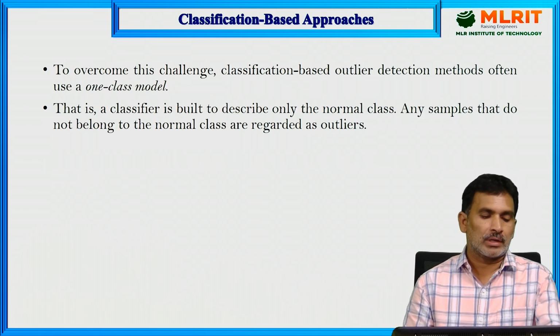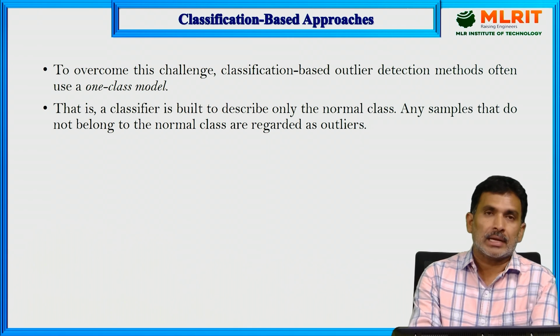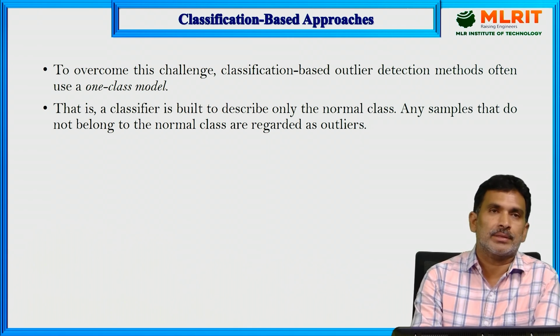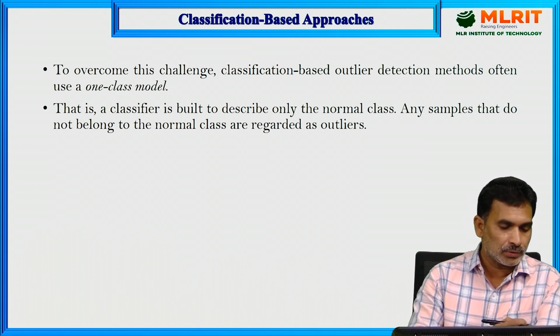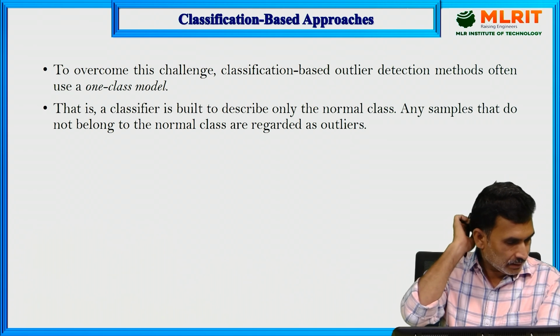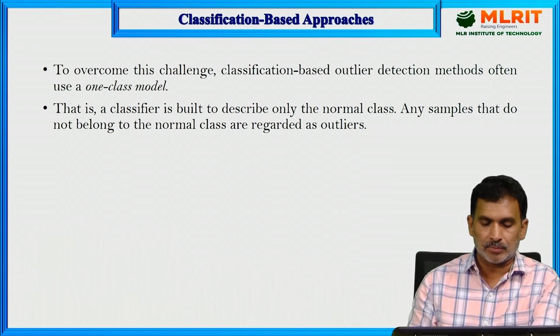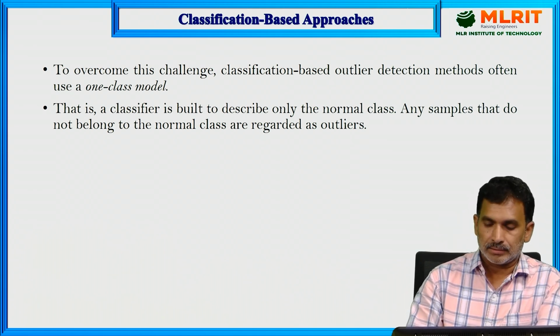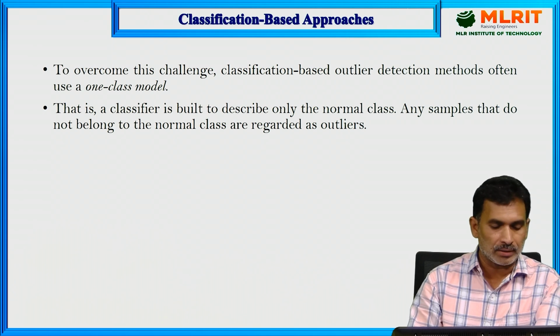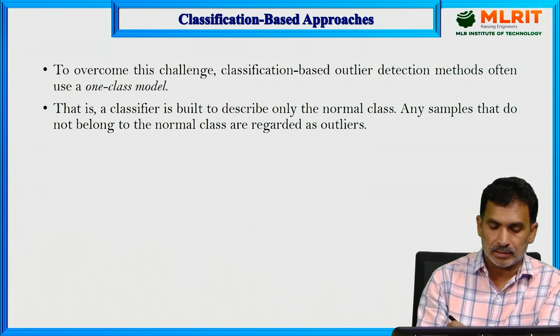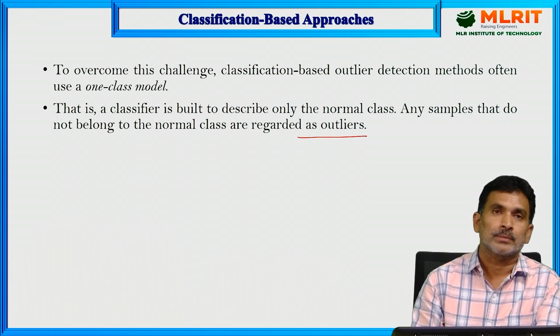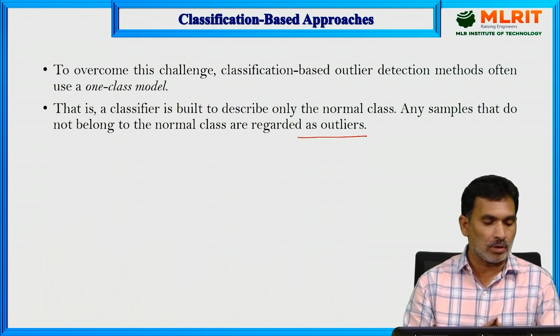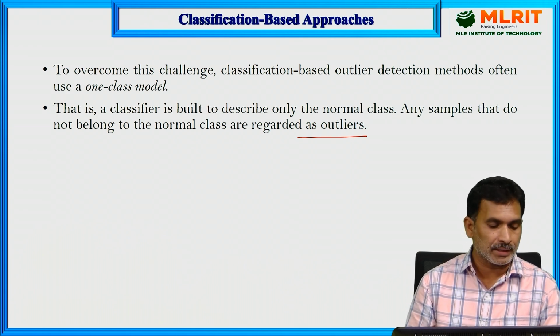To overcome this challenge, classification based outlier detection methods are often used as one class models. That is, a classifier is built to describe only the normal class. Any samples that do not belong to the normal class are regarded as outliers. So that is one class, and the rest of all the samples would be treated as outliers.